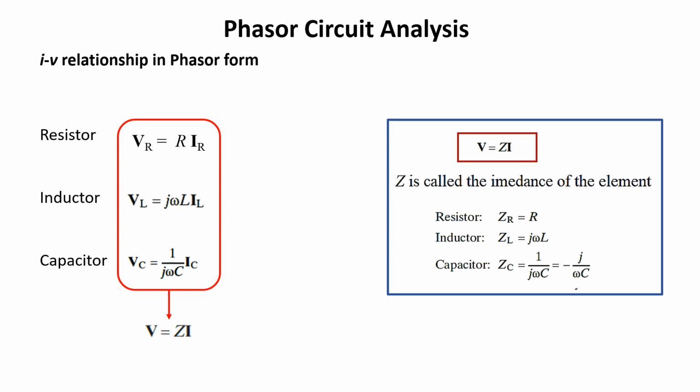So in this expression V equal to Z I, Z is called the impedance. Please change this. This is a spelling mistake, a typo. Impedance of the circuit element. So the impedance of the resistance is R, the impedance of inductance is j omega L, the impedance of capacitance is minus j over omega C.